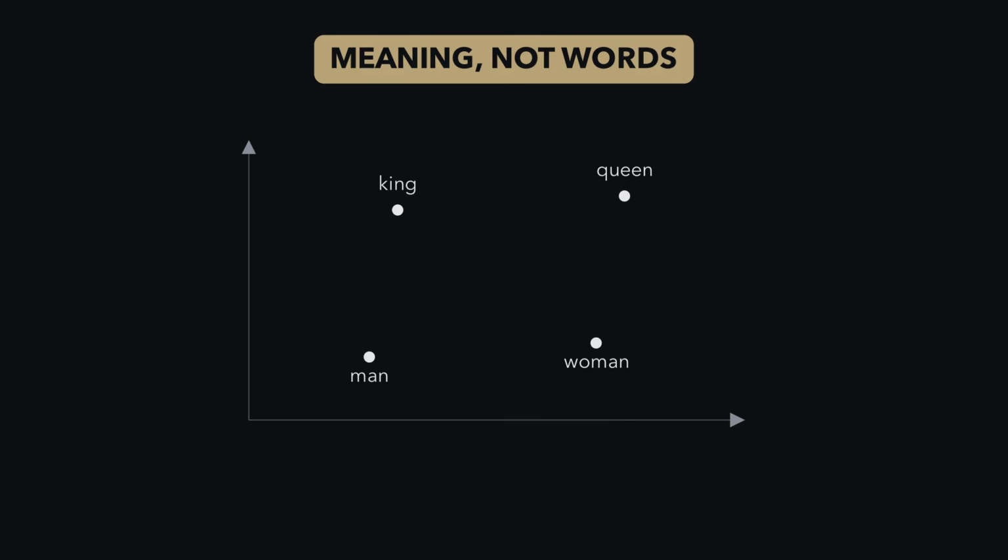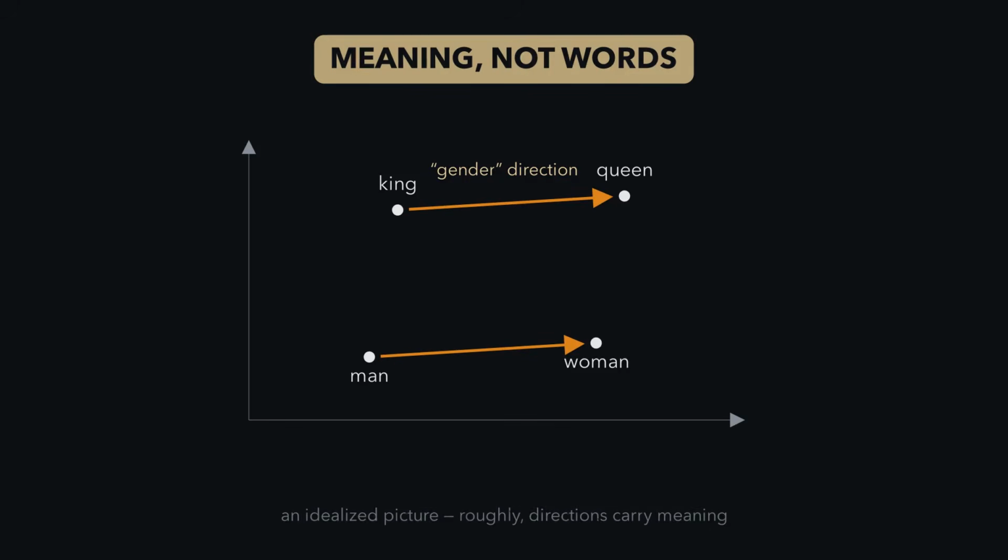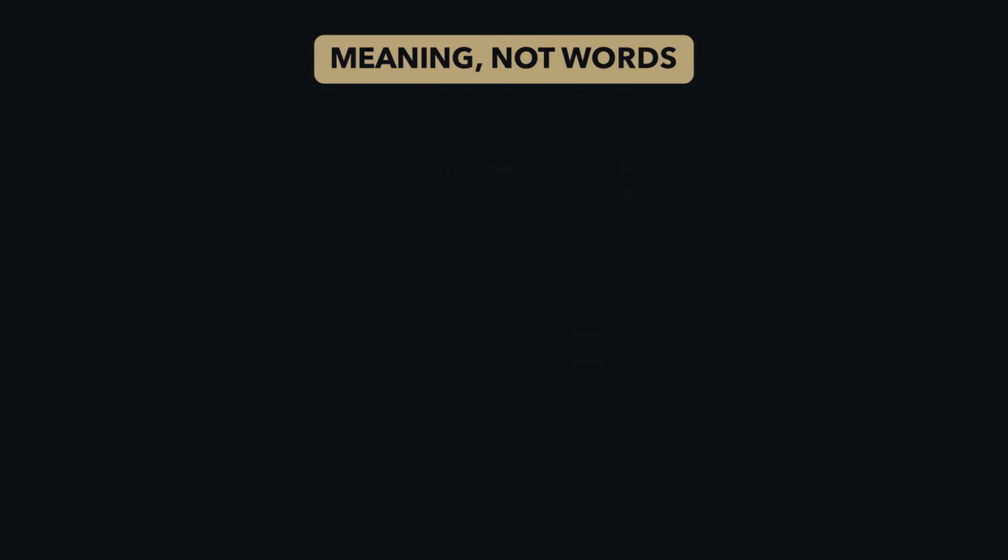A classic toy example is man, woman, king, and queen forming a parallelogram across two axes. The arrow from man to woman points almost the same way as the arrow from king to queen. Roughly, we have a gender direction. It's an idealization, but the point holds. The location in this space carries some sort of semantic information. This becomes the glue of our system.